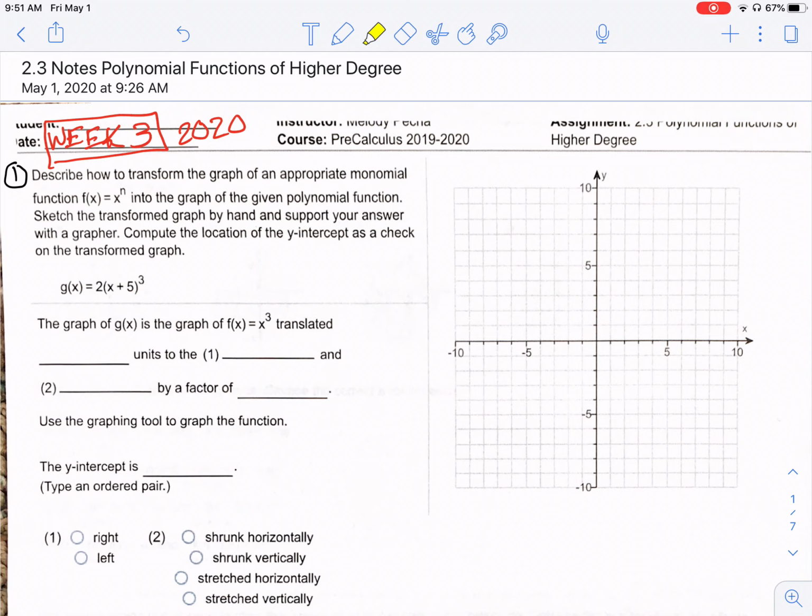If you're doing these online, then you can use the hints to help you answer your problems. If you're doing these on paper, then you're going to finish the problem on paper, probably another sheet of paper, and then turn them back in through the mail. So number 1, we're going to describe how to transform the graph, how we're going to move it around. For this polynomial that we start with, we have something with x to the n power.